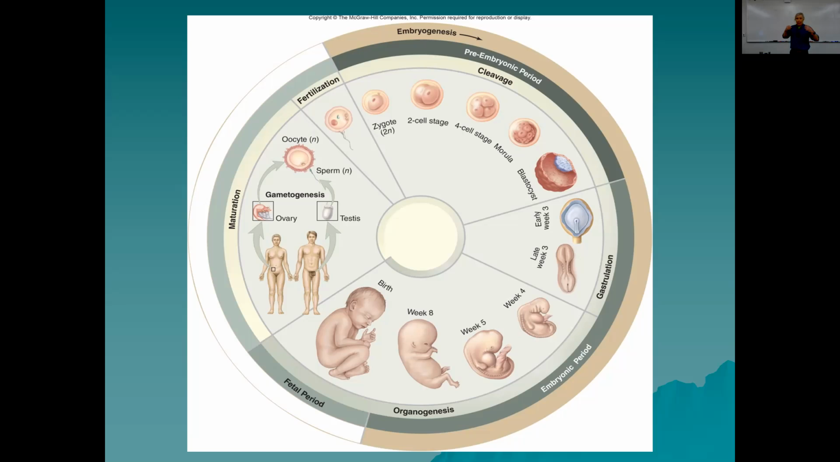There's a primitive streak made in this disc. And it's just 2 layers, and then gastrulation makes 3 layers: the ectoderm, the endoderm, and the mesoderm. And then after that, we have embryonic periods where an embryo becomes a fetus, and then at birth after 9 months.